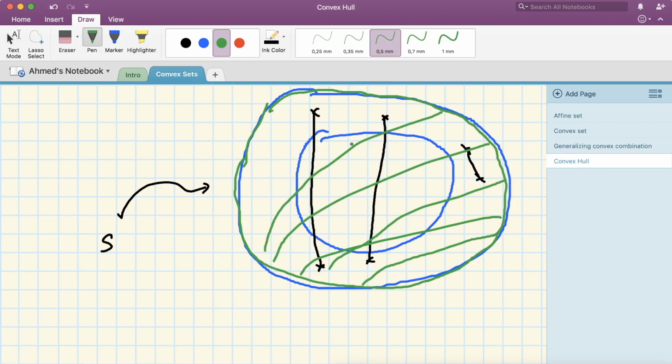You will end up with all this circle, including this gap, because those lines right here are within the gap. So if you do that infinitely many times, you will close this gap eventually, right? So yeah, that green set is the convex hull of S.